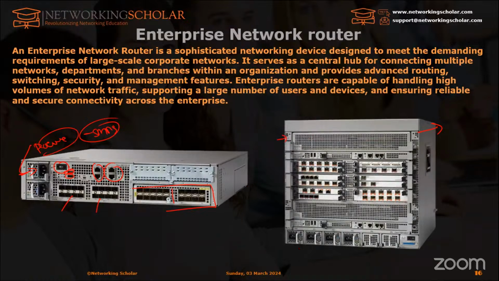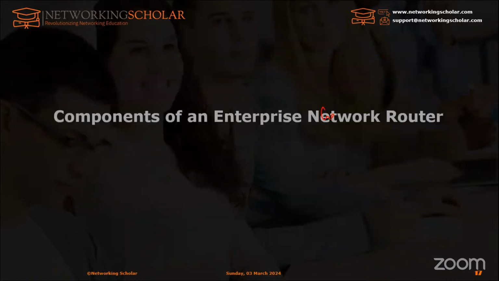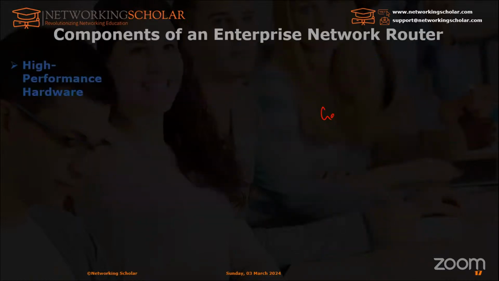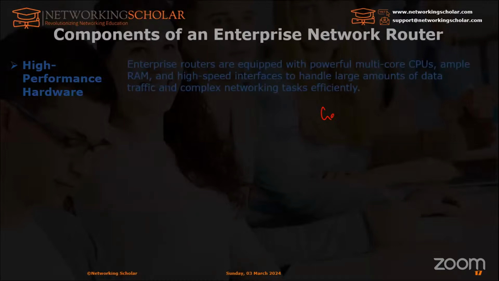Here you can see there are multiple SMPS. There are 4 SMPS installed, and 2 slots are still available to install 2 more SMPS. Suppose one fails, then the other will work without powering off this router. Then there are components of the router, like high performance hardware. We already discussed that, because there are multiple things. There are multiple slots as well.